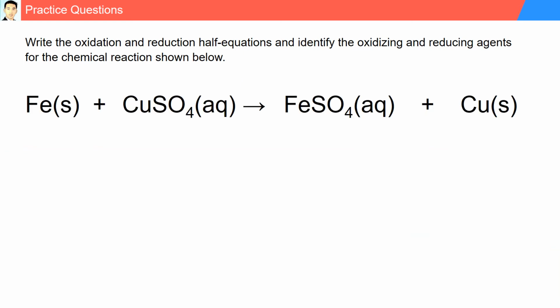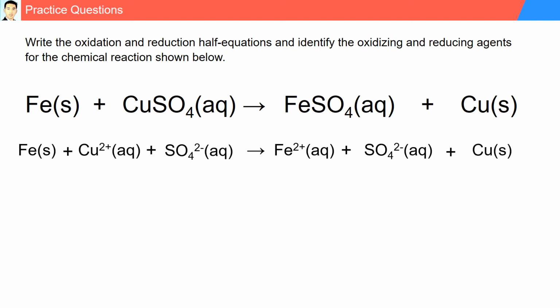Practice question 2. Write the oxidation and reduction half equations and identify the oxidizing and reducing agents for the chemical reaction shown below. Here, iron is reacting with copper sulfate aqueous to produce iron sulfate aqueous plus copper solid. In this reaction, if you were to write the ions present in the aqueous solutions, we'd have this equation.